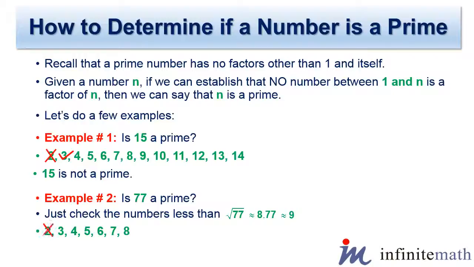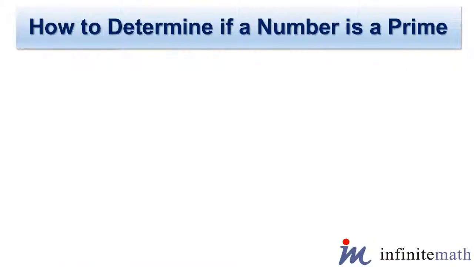Let's check for 2. 2 is not a factor of 77. 3 is not a factor of 77. 4 is not a factor of 77. Similarly, 5 is not a factor of 77. 6 is not a factor of 77. 7 is a factor of 77 since 7 multiplied by 11 is equal to 77. Since again we have found a factor, we'll say that 77 is not a prime.